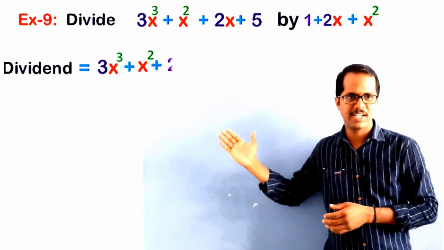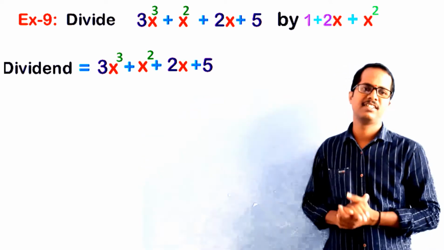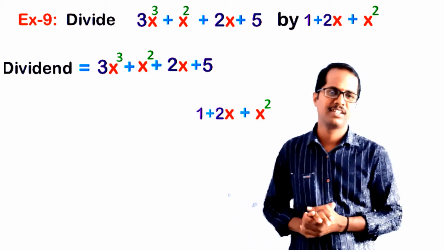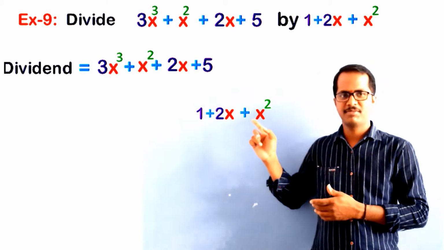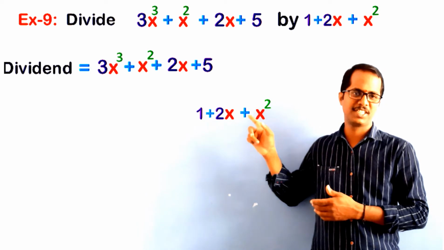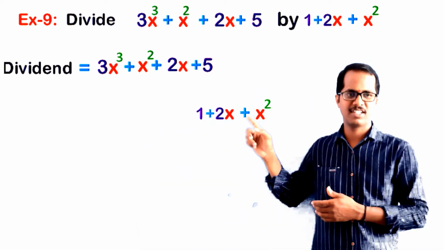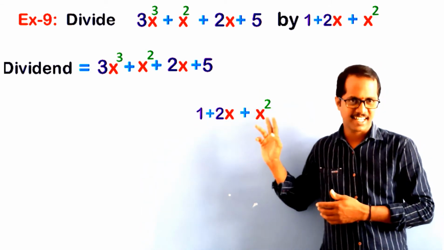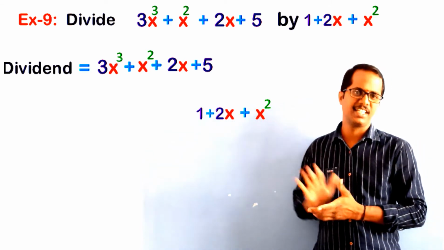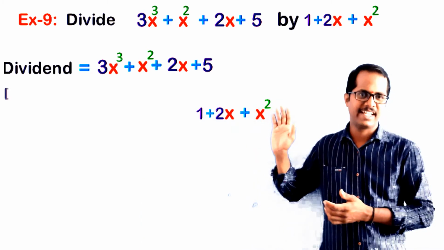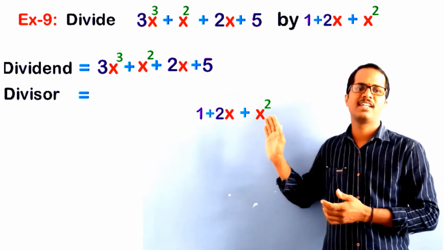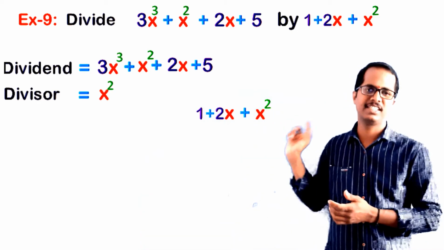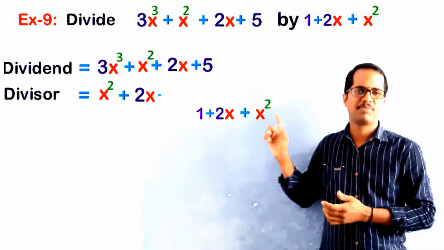Now let us see whether the divisor is in standard form or not. So what is the divisor here? That is 1 plus 2x plus x square. And if you observe the degrees of these terms, the first term is a constant whose degree is 0, the second term has degree 1, and the third term has degree 2. So these terms are not arranged in the decreasing order of their degrees. So we need to write this divisor in standard form, meaning in the decreasing order of their degrees, that is x square plus 2x plus 1.